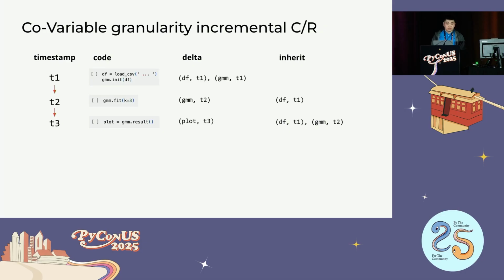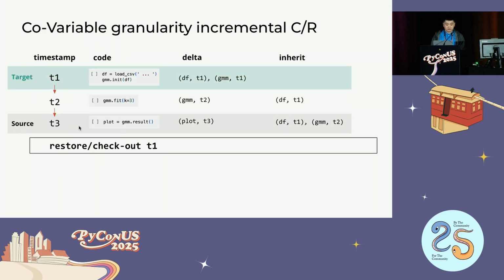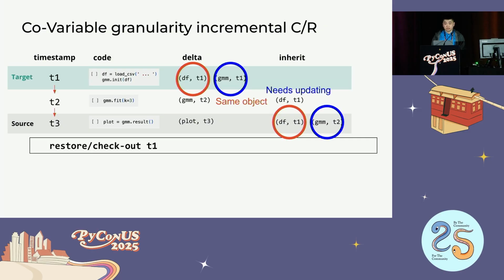So suppose now the user wants to check out from the state after executing cell T3 to that of cell T1. So the source is over here, the target is all the way up here. Then we would have to compute the difference between these 2 states. One thing that we notice is that we don't have to do anything about the data frame because they are the same object. No cell execution between these 2 states modified the data frame, so we can just skip doing anything about it. But we do have to update the machine learning model from that of cell T2 to that of cell T1, because cell T2 modified the model by fitting it.